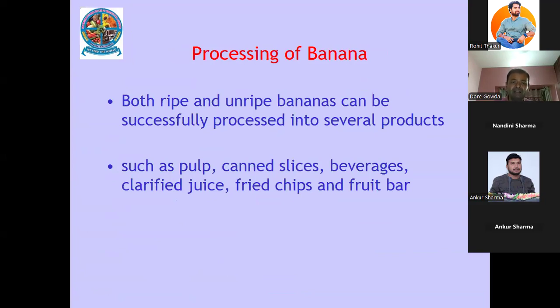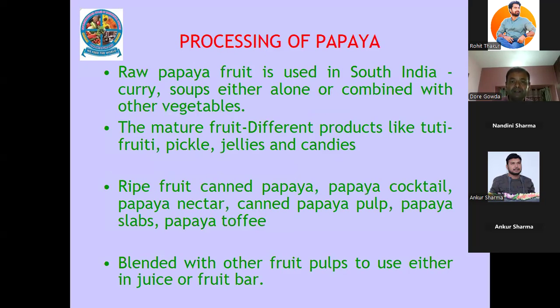And even processing of banana. Banana is mostly used for eating as a fresh fruit or for worship purposes. We can make many other processed products, like even beverages from the ripe banana fruits. So pulp, canned slices, beverages, clarified juice, chips, fruit bar, and papaya.